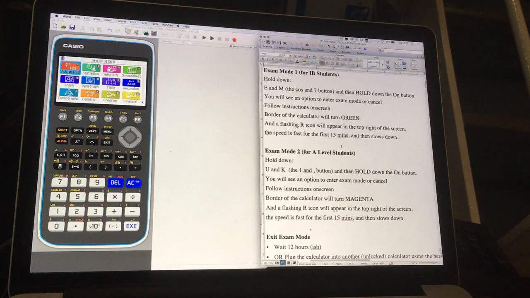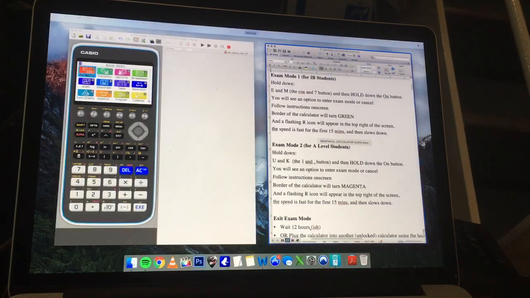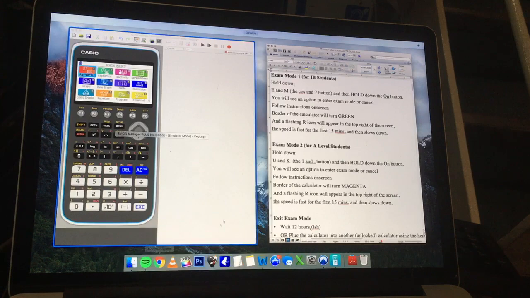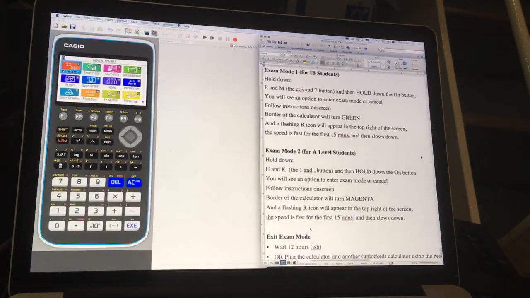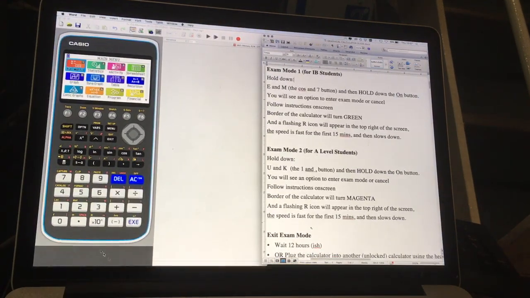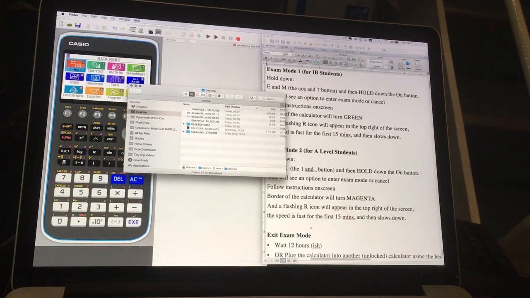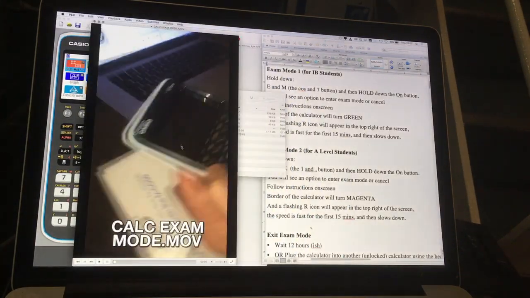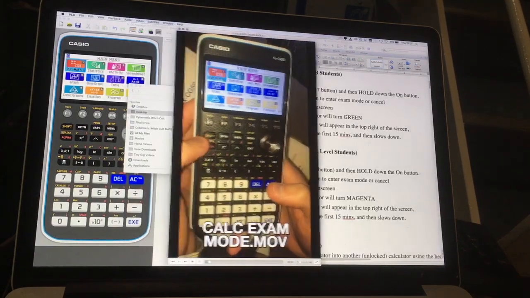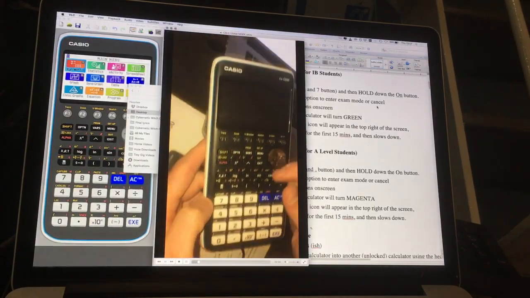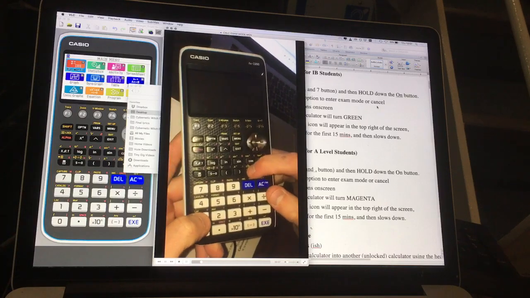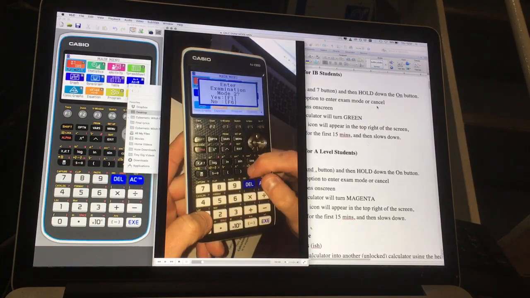I obviously can't do this with my one on the screen, but I did film a video of me doing it earlier. If I can find the desktop. Alright, so here's me yesterday putting it in exam mode so you guys can see what to do. I think this is the UK one. That's UK, yeah. So exam mode 2, this is the one you won't have on yours yet, but after you've updated it, you'll get exam mode 2.